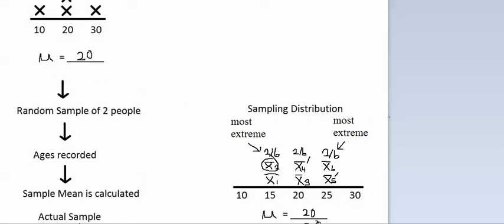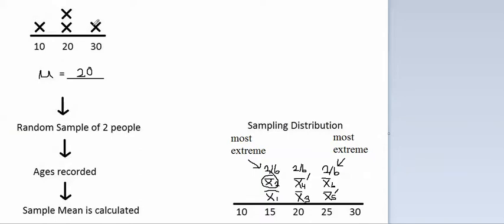When a sample of 2 people is randomly selected from this population of 4 people, there's a 2 out of 6 chance that the sample mean will turn out to be 15, because 2 of the 6 possible samples have a sample mean of 15. There's a 2 out of 6 chance that the sample mean will turn out to be 20, because 2 of the 6 possible samples have a sample mean of 20. There's also a 2 out of 6 chance that the sample mean will turn out to be 25.